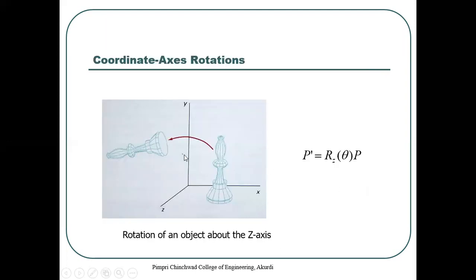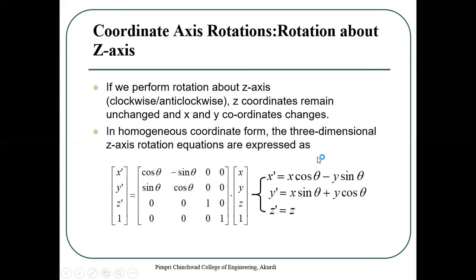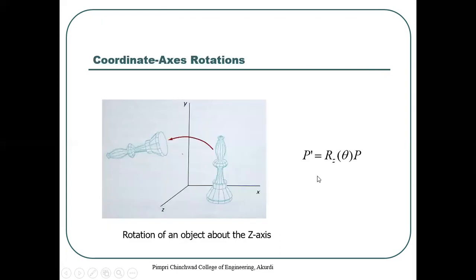This is just one example, showing the rotation of an object about the z-axis. Whenever we perform all these matrix operations, we always use the form P dash equal to Rz theta dot P. Rz represents the rotation about the z-axis, theta represents the positive rotation angle, and P represents the original vector. So we get the new rotated vector, P dash.